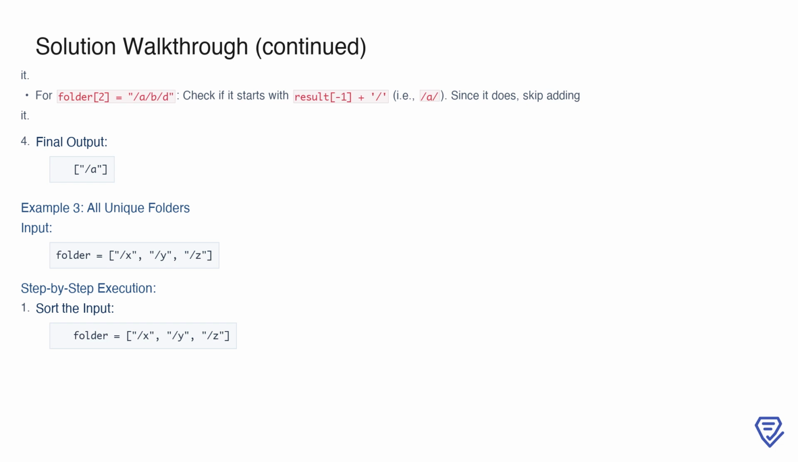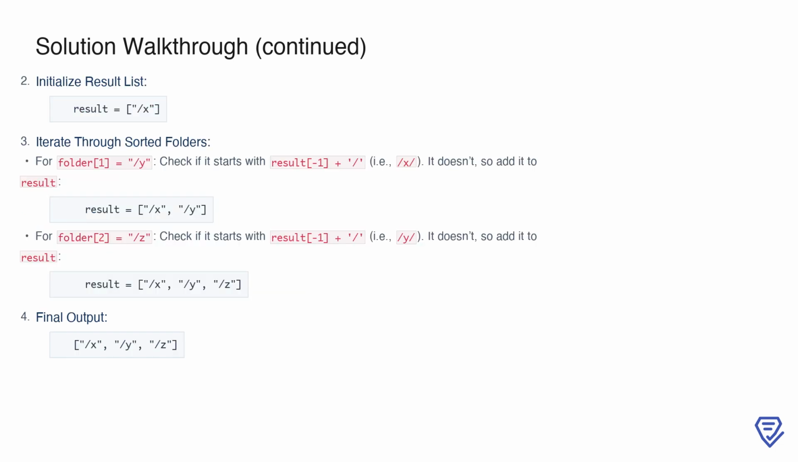Similarly, for /a/b/d, we perform the same check with /a/ and confirm that it is also a subfolder of /a, so it is skipped as well. As a result, no additional folders are added to the result list, and the final output remains /a. Finally, let's consider a case where all folders are unique. The input is /x, /y, /z.